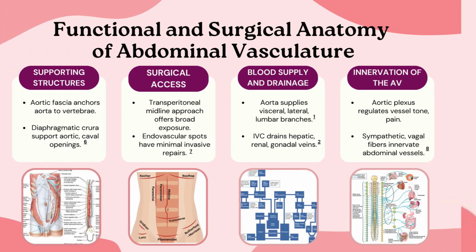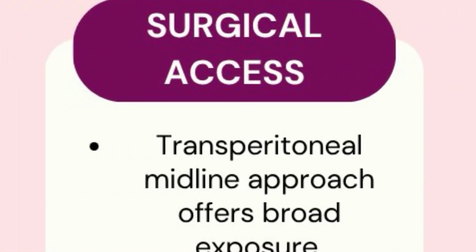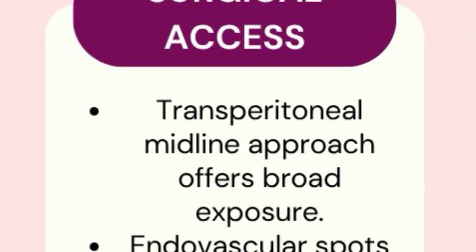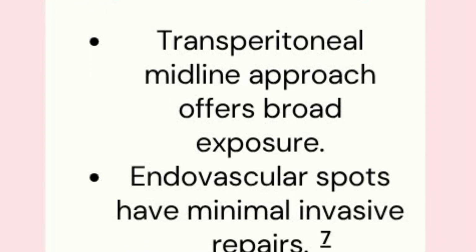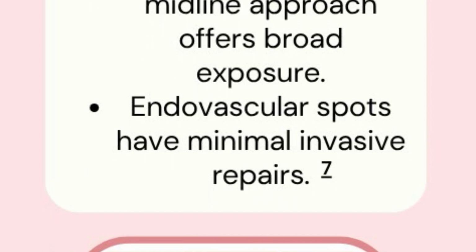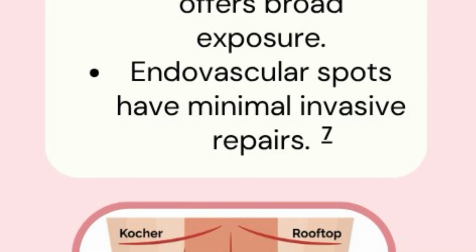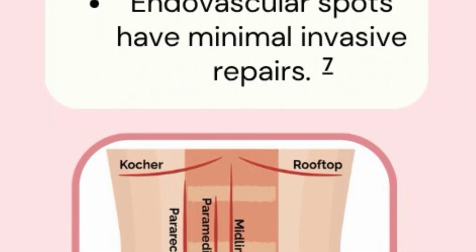With supporting structures stabilizing abdominal vessels, we now explore surgical access. The transperitoneal midline approach offers broad exposure but enters the peritoneal cavity. A retroperitoneal left flank incision avoids bowel handling yet limits right-sided access. A midline retroperitoneal approach balances both, exposing the paravisceral aorta and both iliac vessels. Endovascular methods via femoral arteries enable minimally invasive repairs.